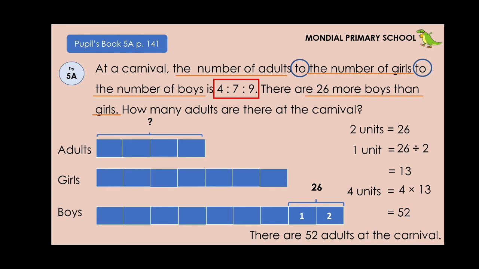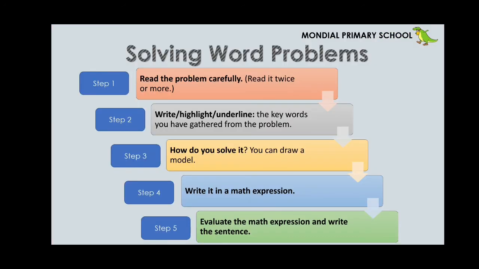Is it easy to understand so far? Well, this is the summary of this lesson. Remember, we have a 5-step problem-solving method that you can use to solve math problems. First, read the problem carefully. You may read it twice or more to understand it better. The second step, write, highlight, or underline the keywords you have gathered from the problem. In this case, please underline or highlight the first, the second, and the third word, and circle the word to.